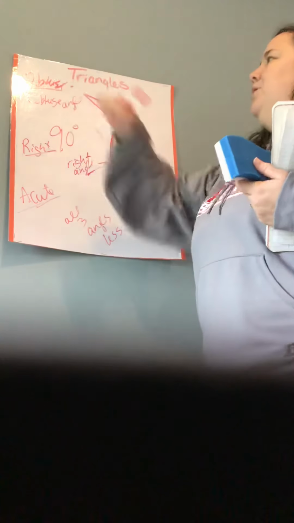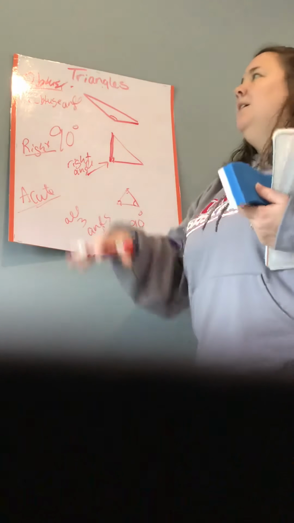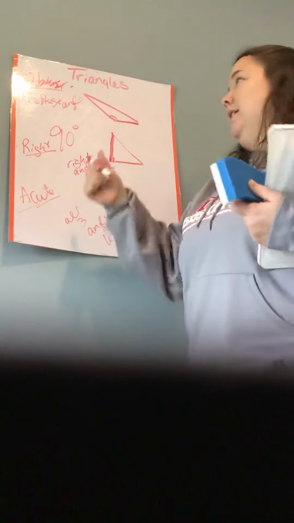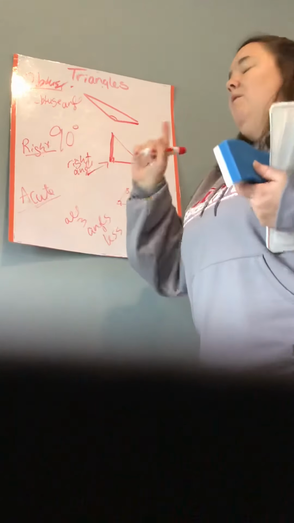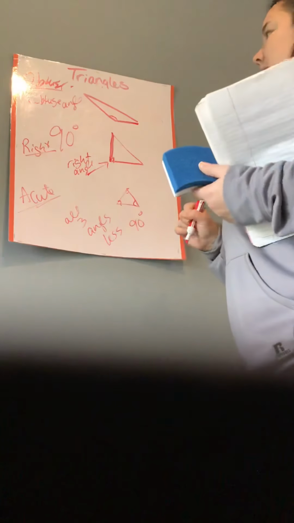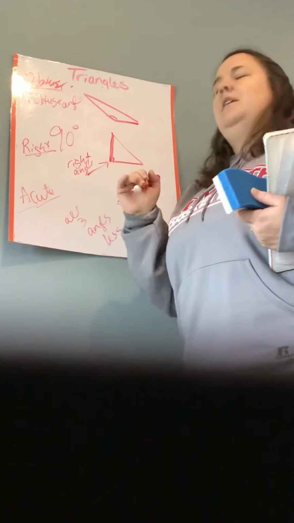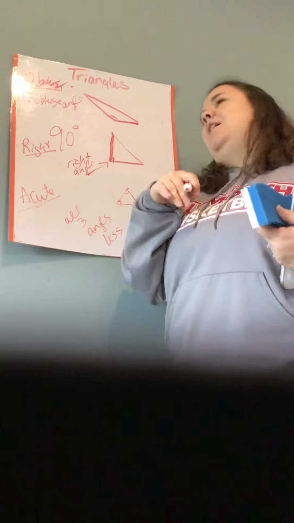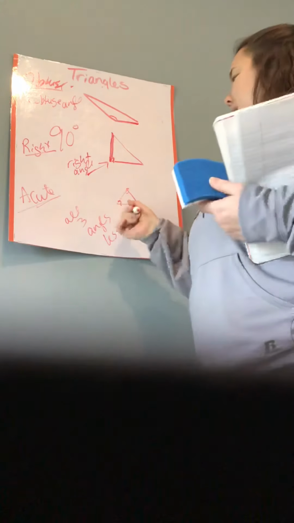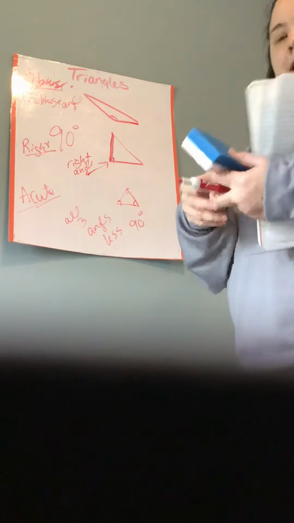So we have obtuse when one angle and one angle only is obtuse, meaning greater than 90, it's an obtuse triangle. When one angle and one angle only is exactly 90 degrees, he's straight up, he's prim and proper, that is a right triangle. And then acute, precious, when all three are cute little adorable babies, and they're all three less than 90, it makes it an acute triangle.